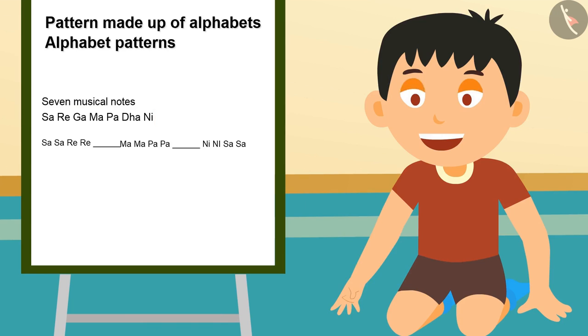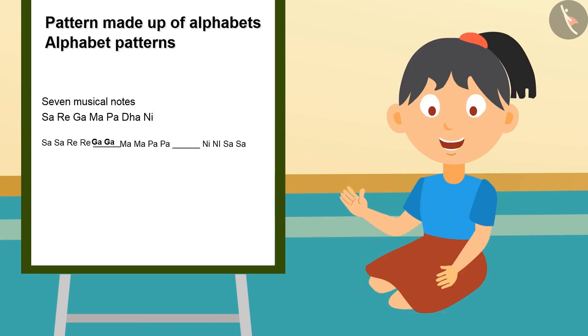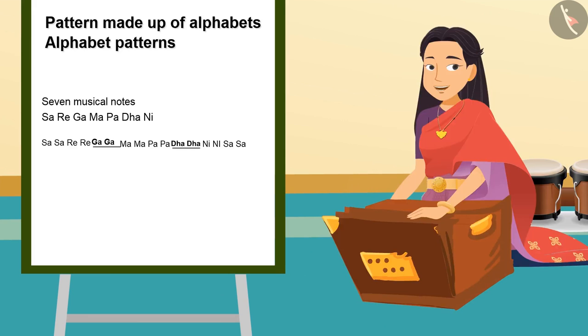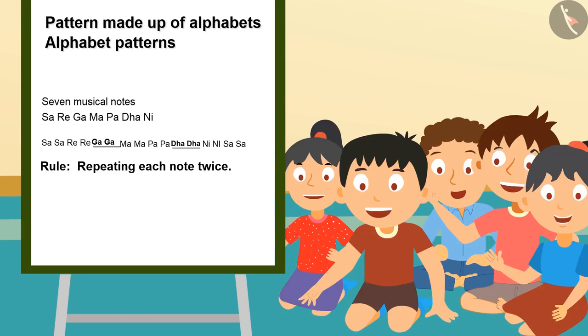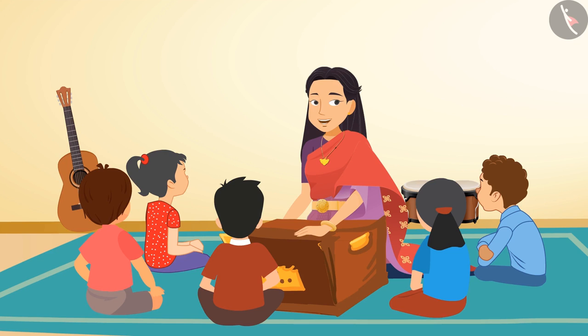After Re Re will come Ga Ga. After Pa Pa will come Dha Dha. Oh wow, you have done it so quickly. Is there any rule in this pattern? Yes, we are repeating each note twice. Come, let us all sing this together. Kids, you can also sing together.